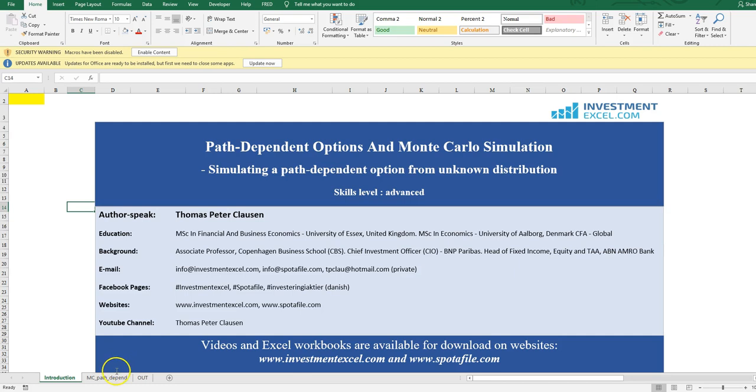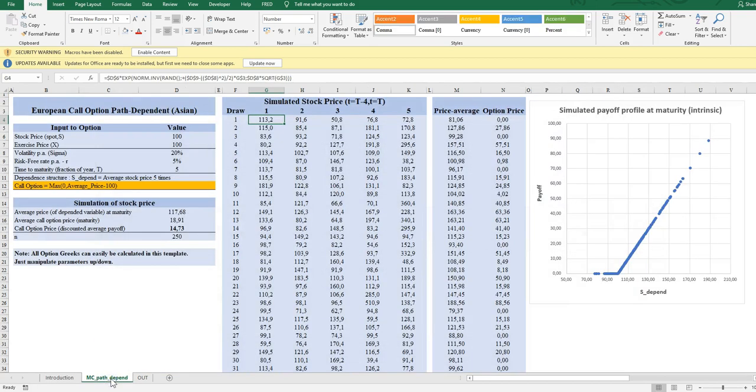Alright, let's just take a look at what we call an Asian option. An Asian option is one of those complex options where we cannot readily rely on any analytical solutions. We need to use simulated prices or values to build our own statistical distributions from which we can price the option.